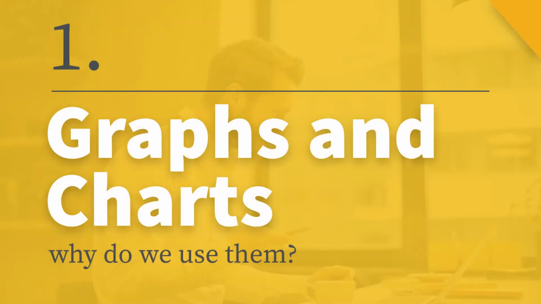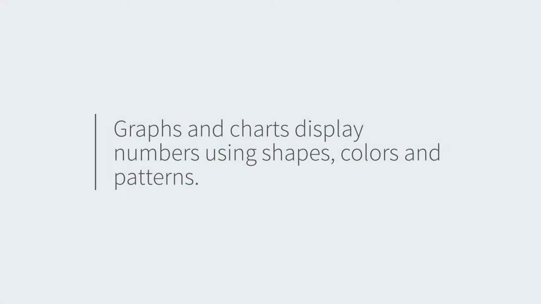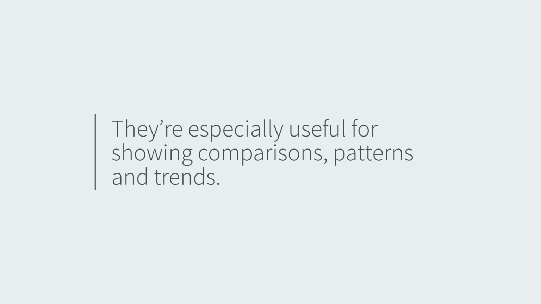So let's just first remind ourselves why we use graphs and charts in the first place. As we said in a previous video, graphs and charts are used to display data using shapes, colors, and patterns. And the reason that we do that is because it's very easy for our readers to identify trends in data when we use charts and graphs. They don't need to read anything, they can just look at the shapes and immediately they can identify the trends that we want them to see. So that's why we use charts and graphs, and that's why they're effective in technical writing.